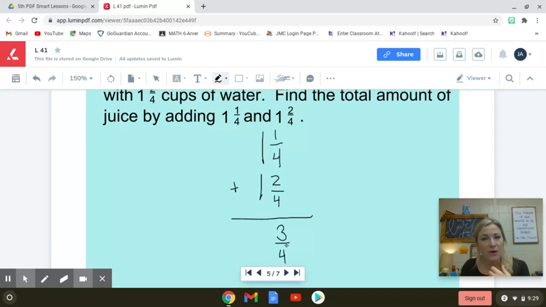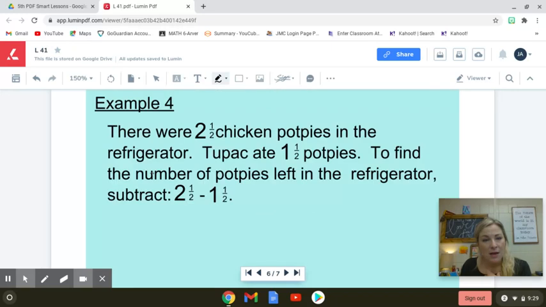Another example here. There were 2.5 chicken pot pies. In the refrigerator, Tupac ate 1.5 pot pies. To find the number of pot pies left in the refrigerator, subtract 2.5 minus 1.5. Go ahead and do this work, and unpause your video when you're ready to check your work with mine.